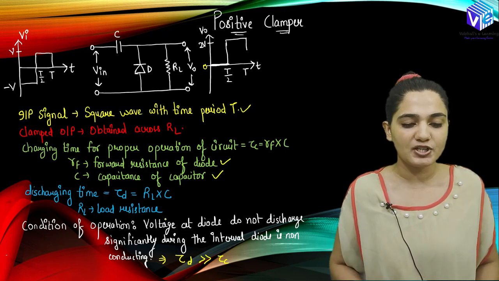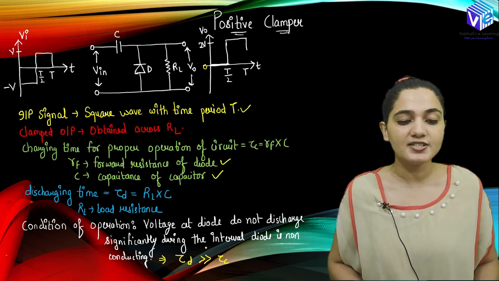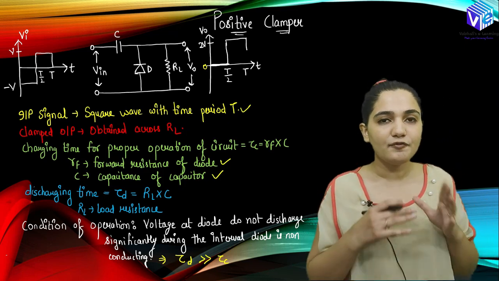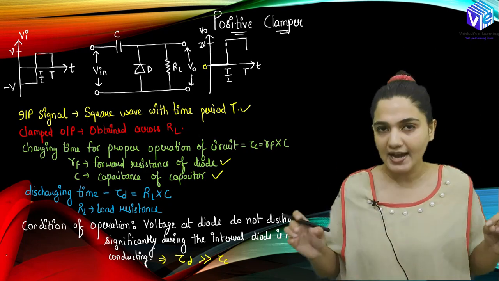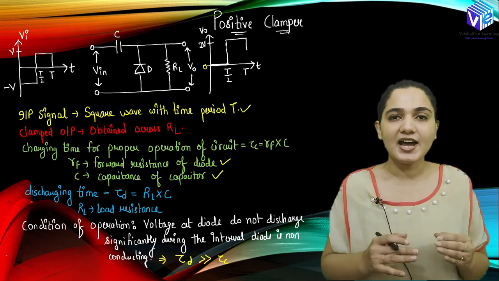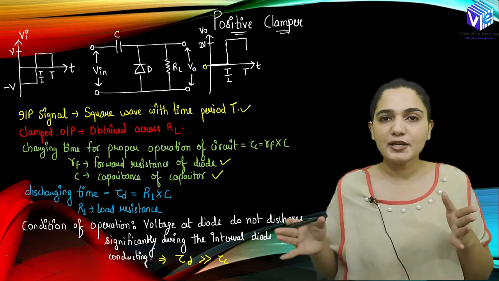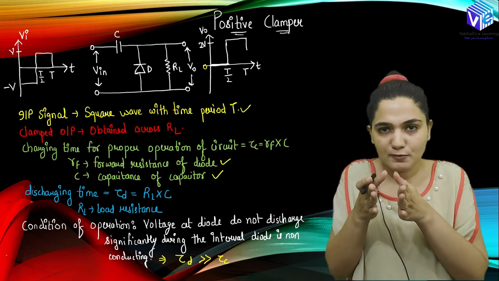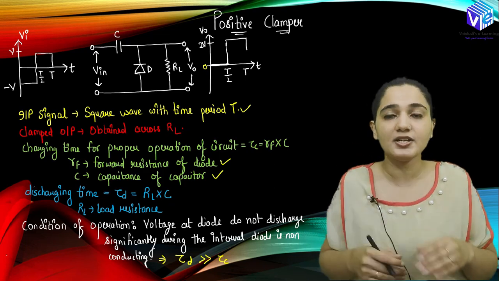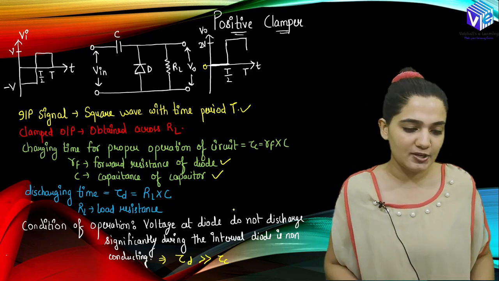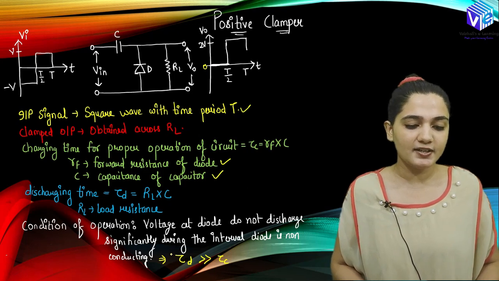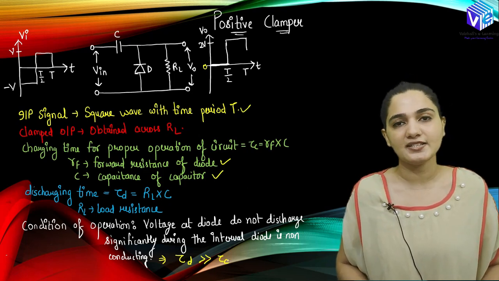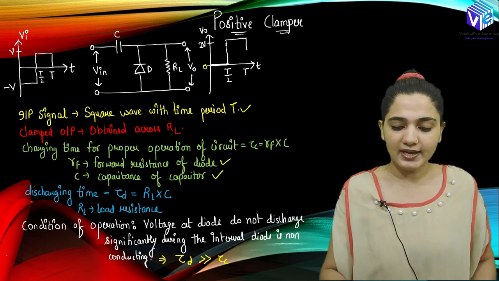So the condition of operation is that the voltage at the diode does not discharge significantly. If the voltage does not discharge significantly, we should have a very high discharging time. If the discharging time is very high, the voltage will not get discharged in the very small time where the signal is changing. So discharging will be negligible in this case, and we can consider the discharging time constant to be very high, greater than the charging time constant.